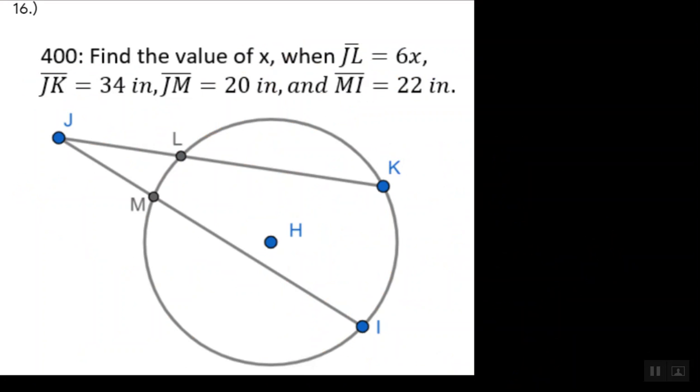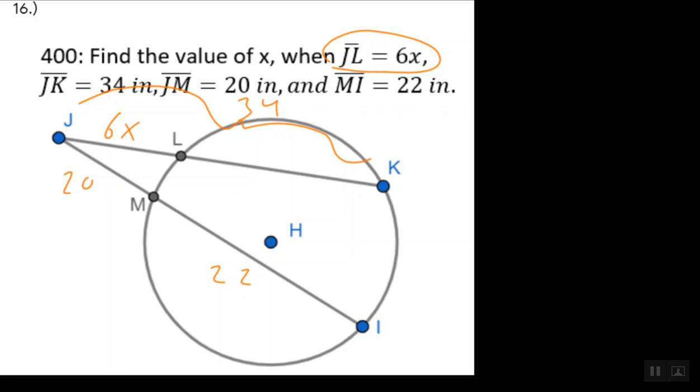Okay, let's take a look at problem number 16. It says find the value of x when JL is 6x. Let's go ahead and start labeling this. We see JK is 34. Oh, interesting. So we're actually given the whole thing here, 34. JM is 20, okay, and MI is 22.